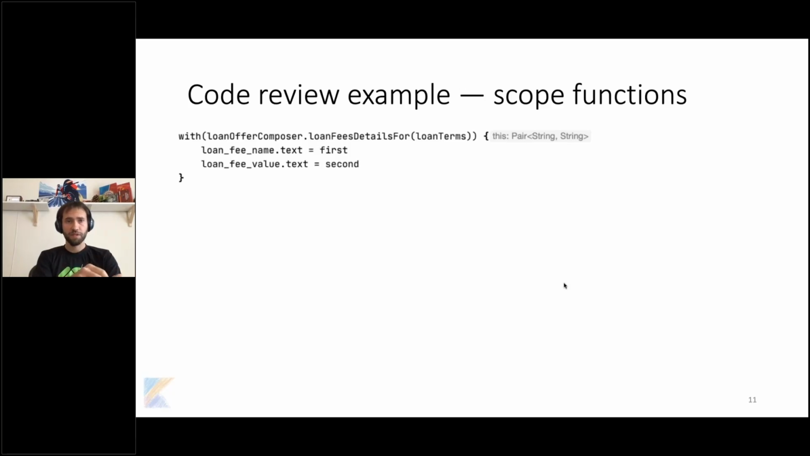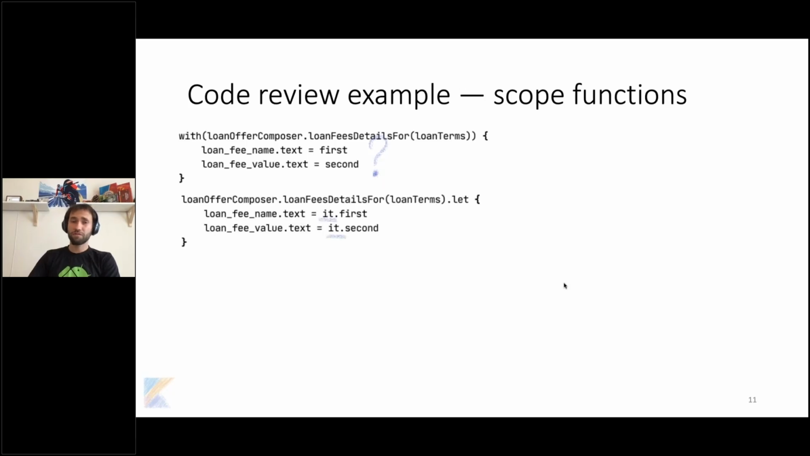So we have a function that takes some loan fee details. So yeah, we deal with loans, and it returns a pair of strings. Then it assigns this pair to some views. That's how you see it in the IDE, and you can see that first and second relate to that pair of strings. But in code review mode, it will look like that. You'll not have this hint anymore from Android Studio or IntelliJ IDEA.